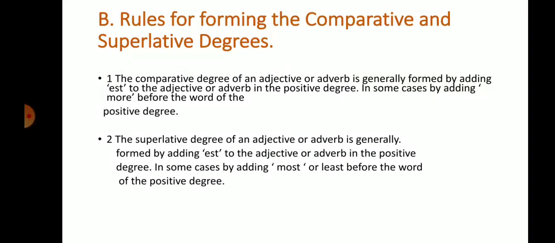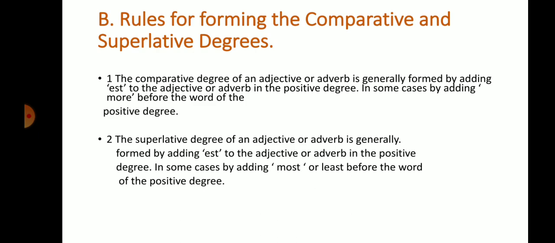So here they're giving you the first rule. The comparative degree of an adjective or adverb is generally formed by adding. So first you have a positive degree, which is simple as it is. There is no change. It's a simple adjective, a simple adverb. Now when you have to make it a comparative degree, you have to either add er to the word, or in some cases you have to add more before the adjective or adverb.